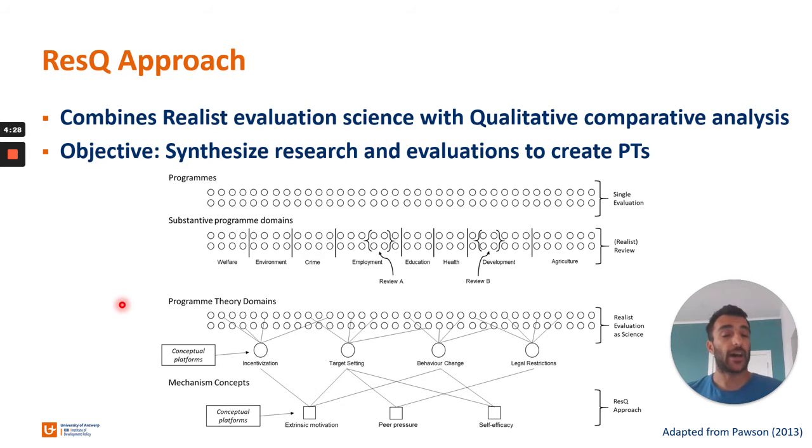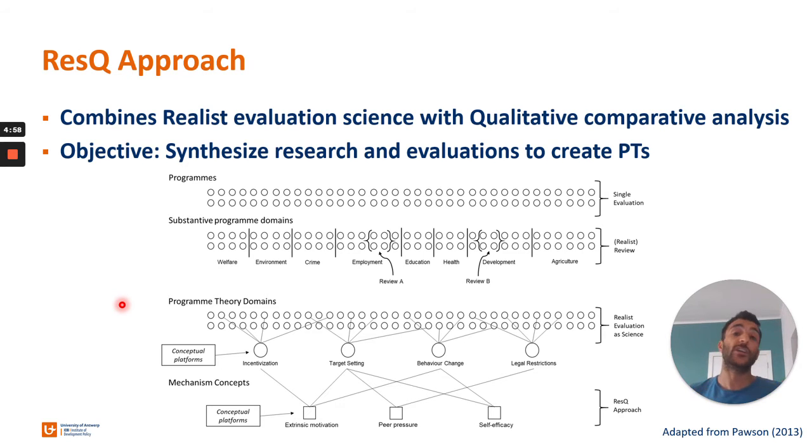Realist evaluation science takes a different route and says, okay, no, we should ignore those substantive program domains and look at program theory domains. The idea is that we have many different families of interventions that are very similar and have a very similar program theory, a very similar explanation of how they create outcomes. These families of interventions occur across different domains, even across contexts.